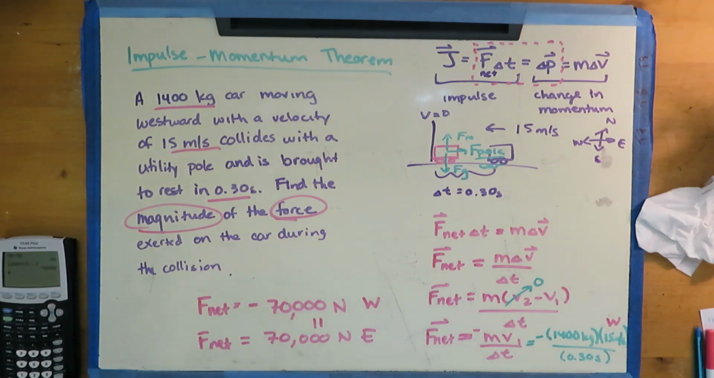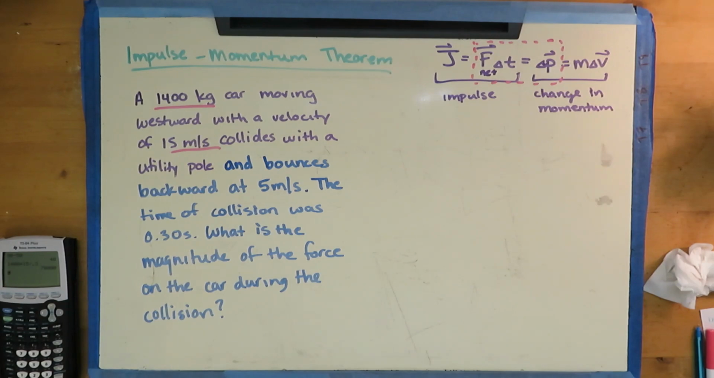Now, what happens if instead of this car coming to rest, what if it had bounced back? What if it had hit the pole and then bounced for whatever reason? Well, let's take a look at that problem. So is the change of momentum larger if you stop or if you bounce back? Well, let's take a look.